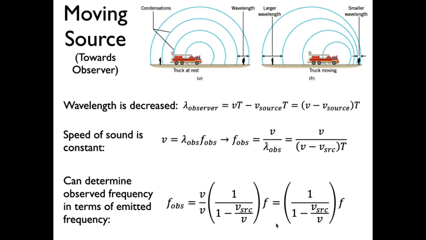And we're left with an equation that predicts the frequency that an observer would hear. Namely, it's 1 over 1 minus the speed of the source divided by the speed of sound, times whatever the frequency would be when the source was at rest, or whatever frequency is being produced by that source.